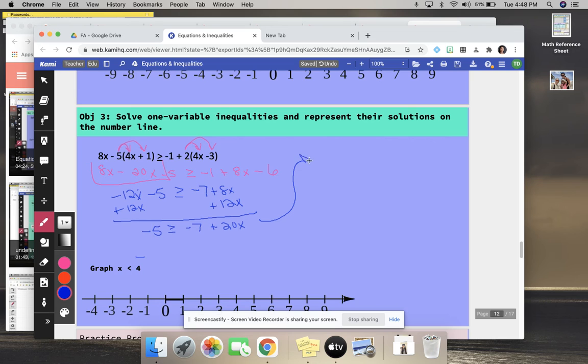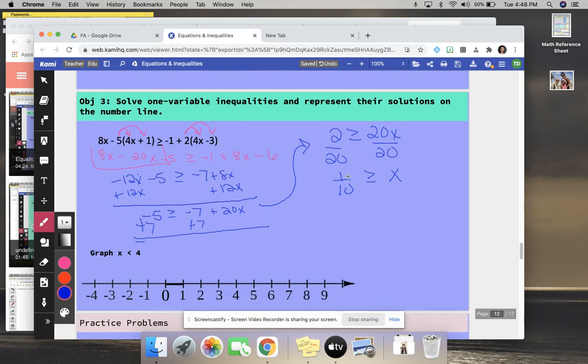And I'm going to bring this up here. I'm going to add 7 to the other side to get rid of the 7. So now I have 2 is greater than or equal to 20x. And now I get to divide by 20. So now I have 1/10 is greater than or equal to x.